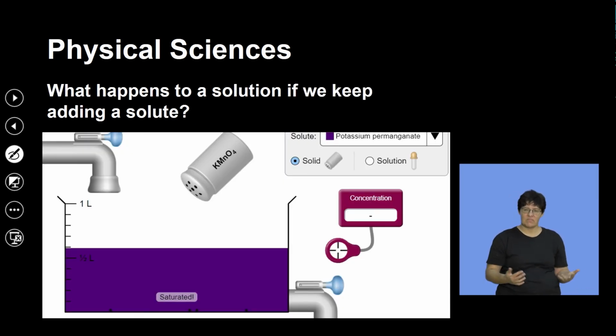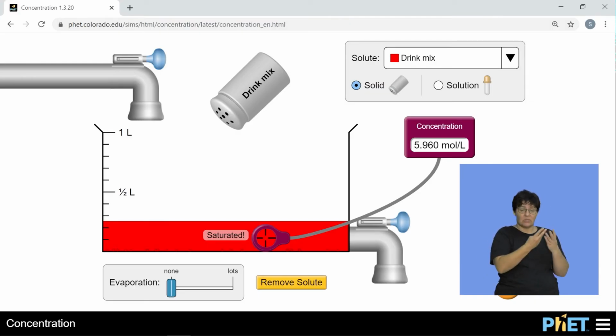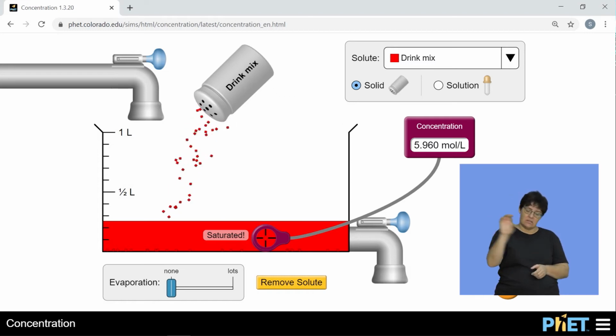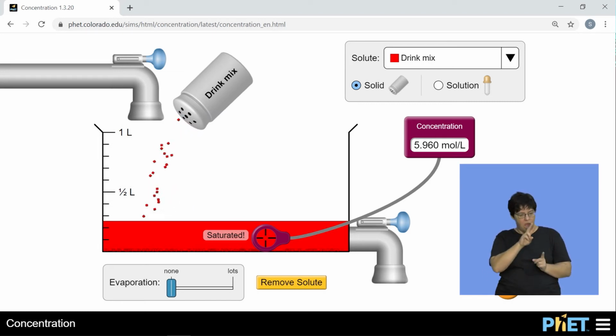Now let's look at what happens to a solution if we keep adding more solid to it. Remember, the solid must actually dissolve in the solvent. Now, we're using a drink mix, which is very popular. You can immediately realize that the particles are no longer dissolving. I think this is a common observation. If you add a lot of sugar to the tea, at the end of the day the sugar particles do not dissolve anymore because the solution has become saturated. That's what it means.